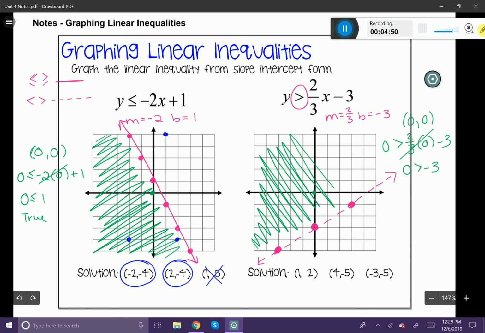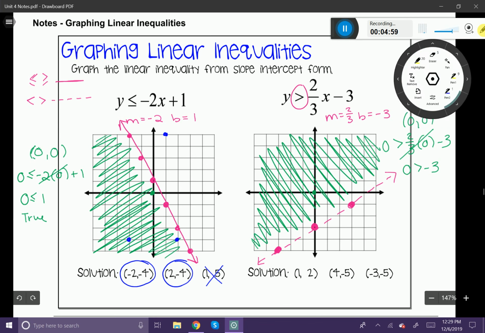If it happened to be a false statement, what you would do is you would shade on the other side of the line from the test point. Okay, let's go ahead and look at these coordinates and see if they're solutions.